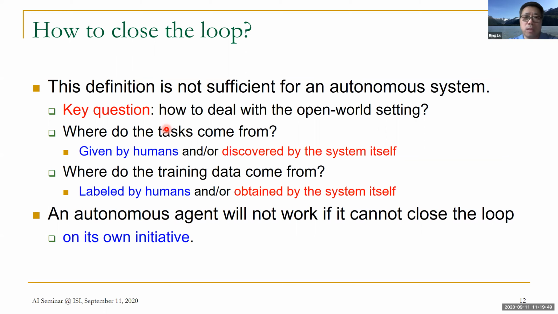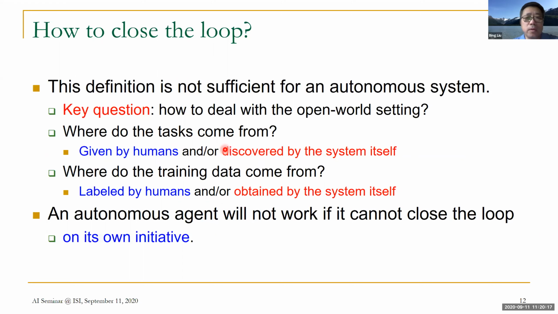You could come up with the sort of learner where somebody gives something to this system, and it learns it. There was the training data with the task and you learn it. But when you actually go to the real world, this is not gonna be enough, right? So where do the tasks come from? It can be given by the human, and it can also be discovered by the system itself. And we'll see some examples.